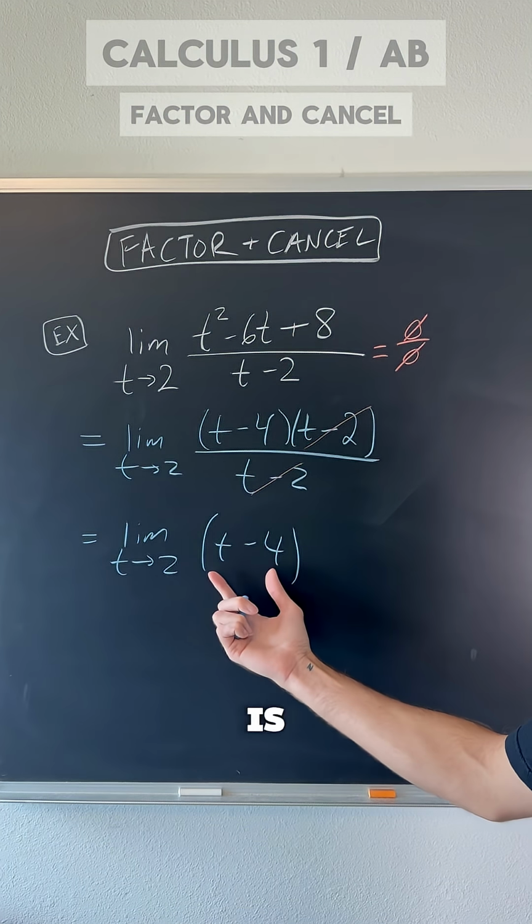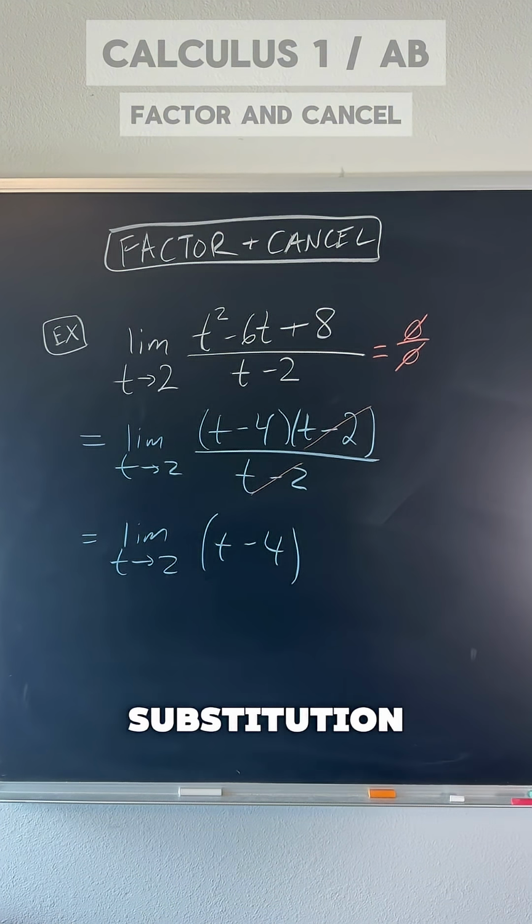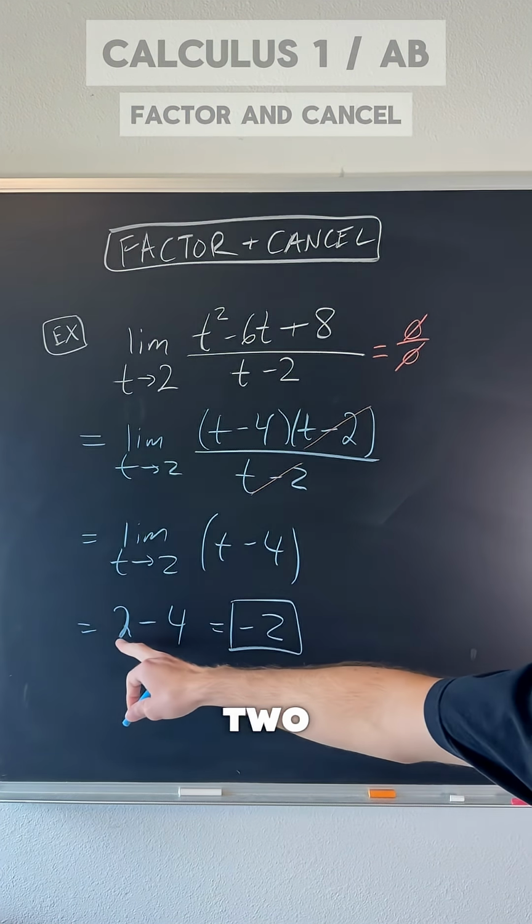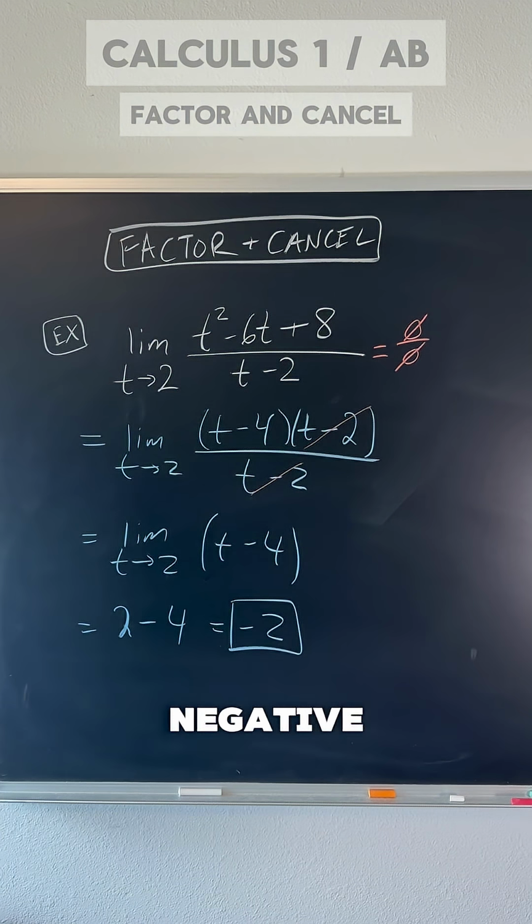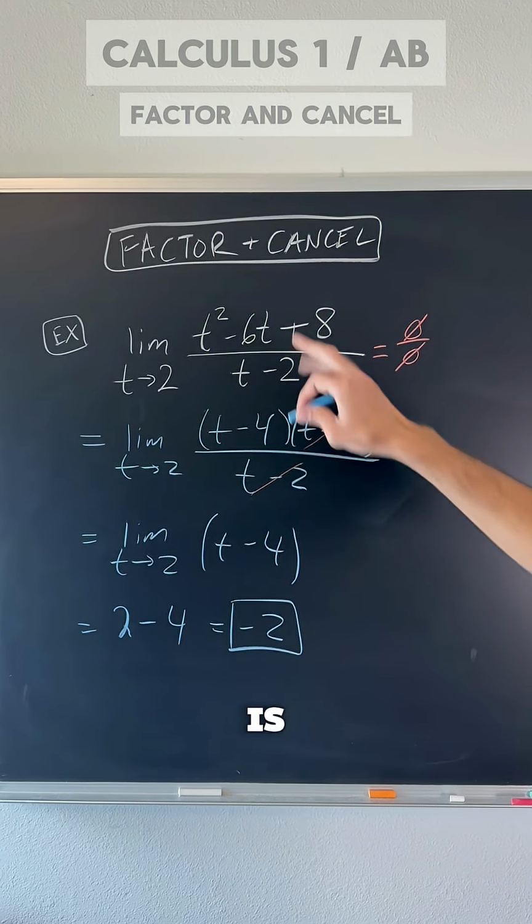Note that t minus 4 is a polynomial term. We can now just do direct substitution here. Therefore, we plug in 2, we get 2 minus 4, which ends up being negative 2. So our original limit here is equal to negative 2.